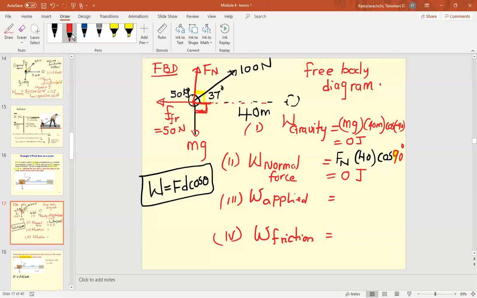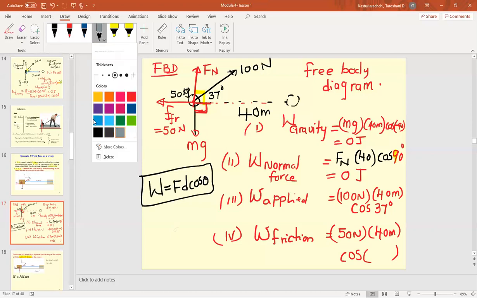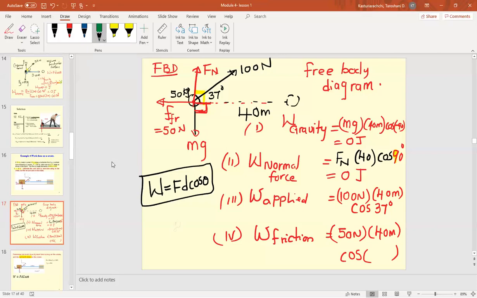Applied force. Here 100 newtons, F d is 40 meters, cosine 37. Now it is doing work. How about friction? Frictional force is given as 50 newtons, 40 meters. Now your job is to figure out what the angle is. Okay, let's only look at the frictional force. So let's try. This is my instrument.